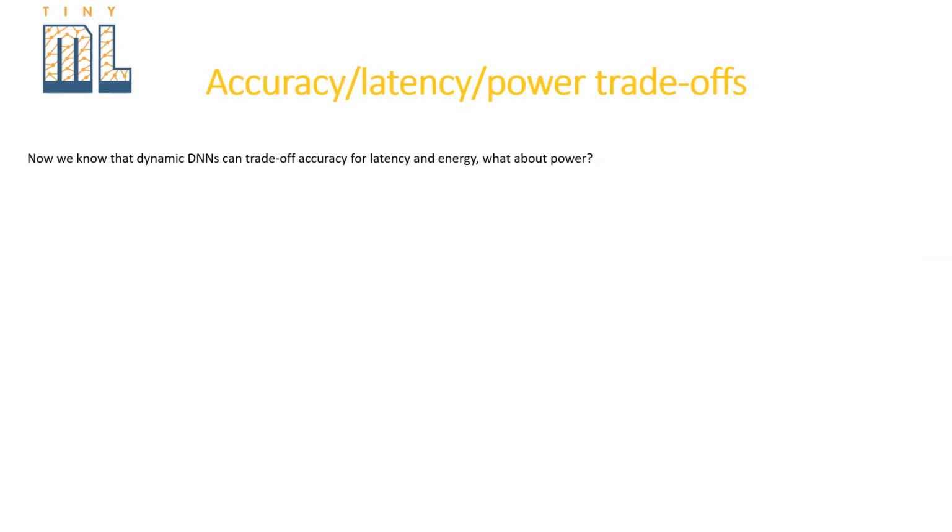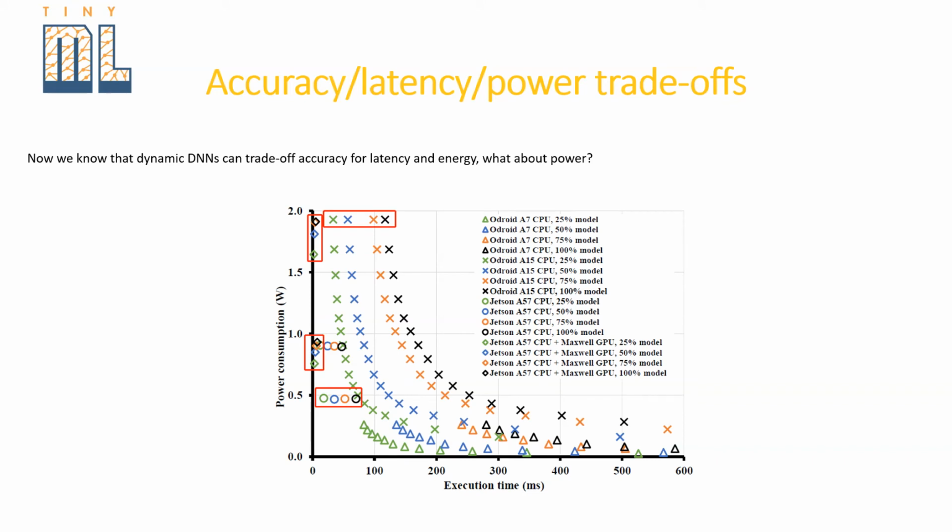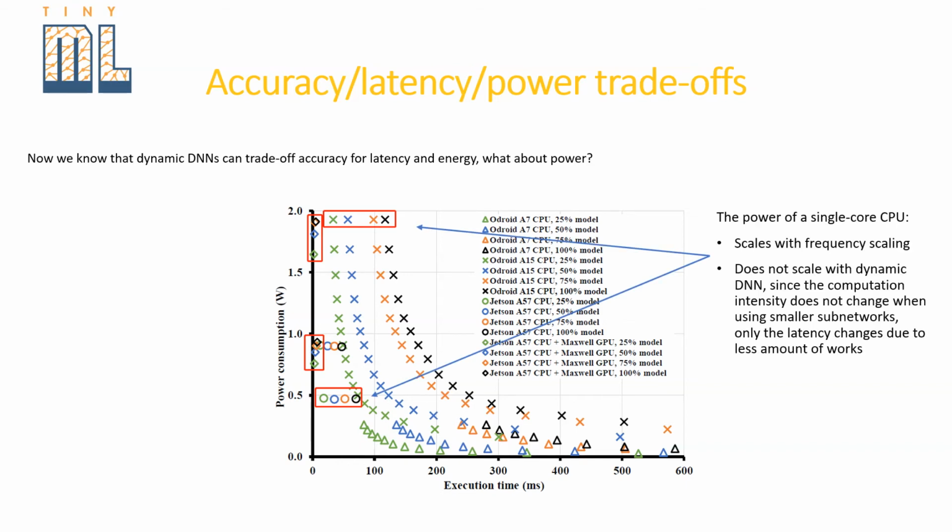Now, what about power? Here we plot the power consumption trade-off from both Odroid XU3 and Jetson Nano on the same figure. As you can see here, the power of a single core CPU scales with frequency but does not scale with the dynamic neural network. This is because the computation intensity does not change on CPU with smaller subnetworks.